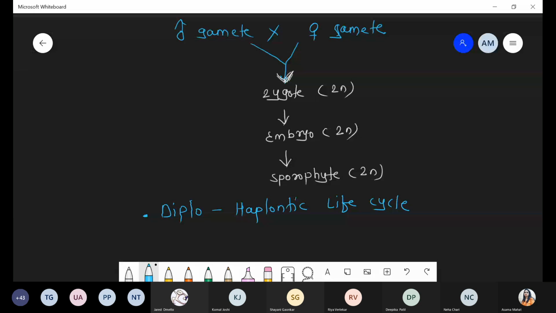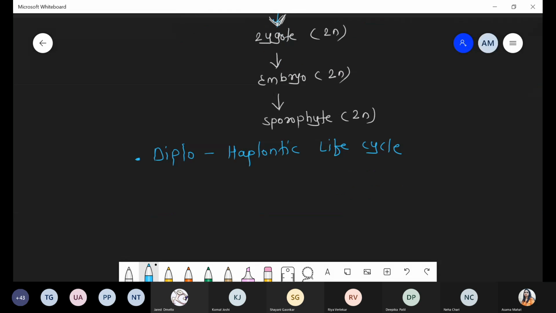Again, the spore mother cell undergoes sporic meiosis. So when we are talking about the meiosis pattern, these show sporic meiosis. So these are the second point. Got it, Pratyusha?